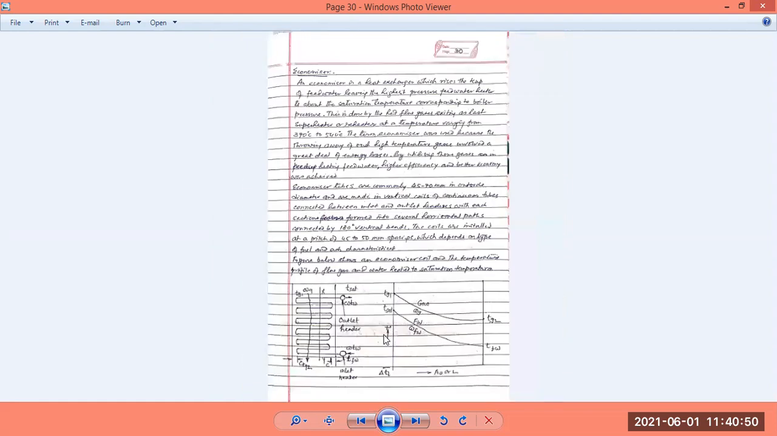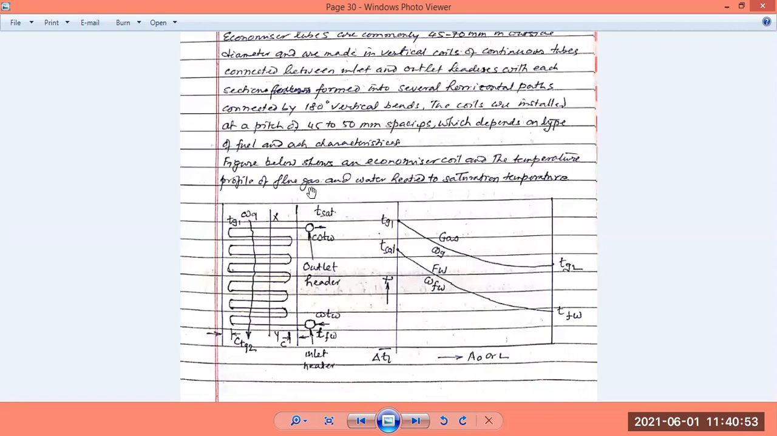The diameter is around 45 to 70, and more or less the same is the distance between each individual tube. Now, the figure below shows an economizer coil and the temperature profile of the flue gases and air water heated to the saturation temperature.